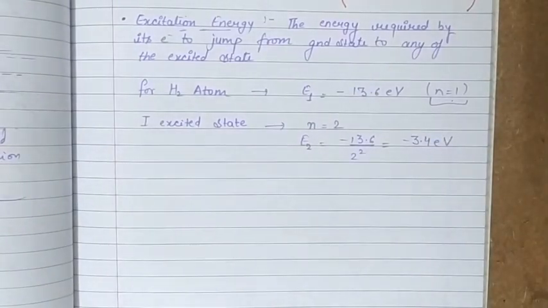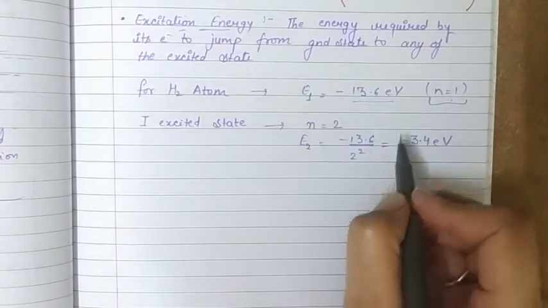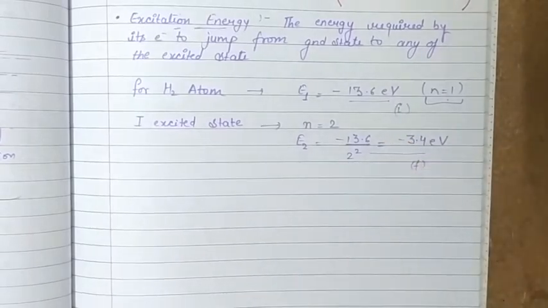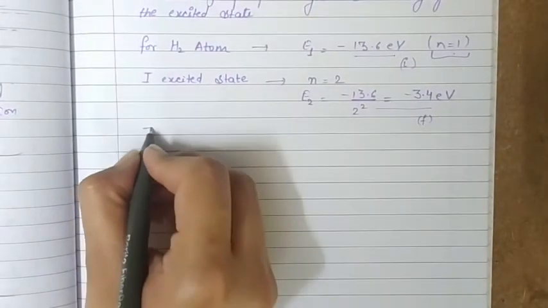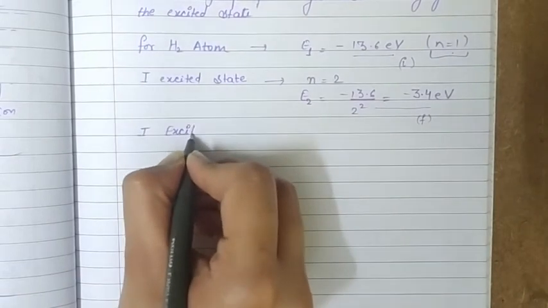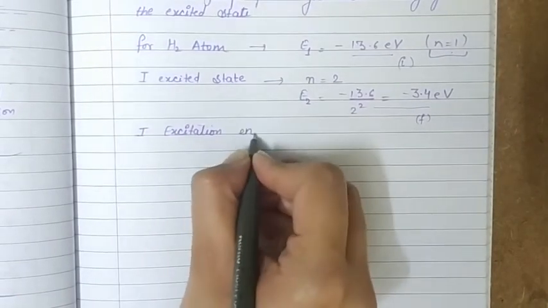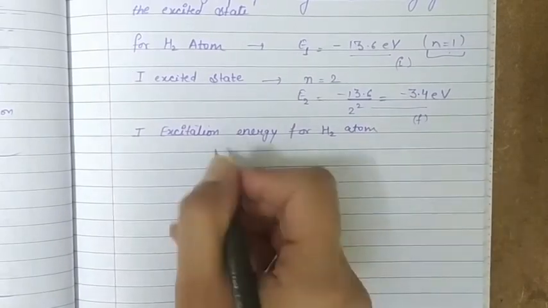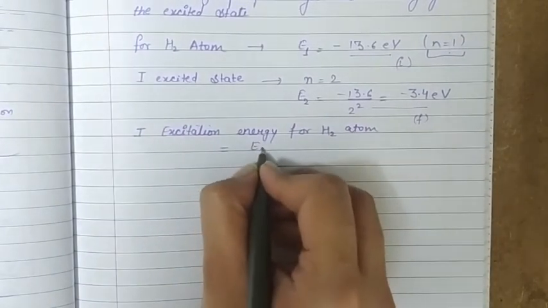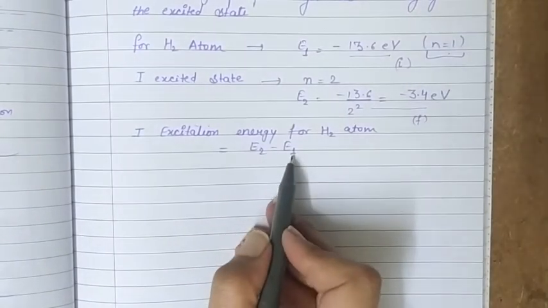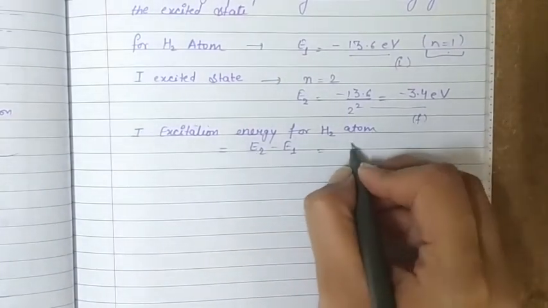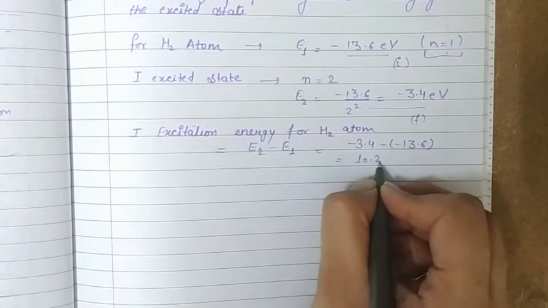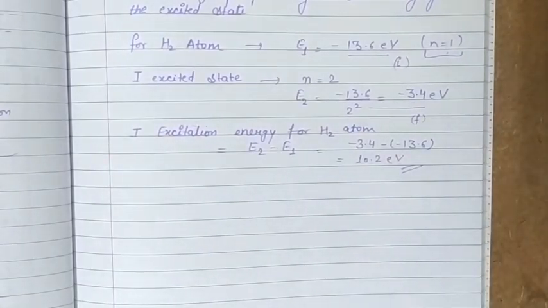Now if the electron is transiting from E1 to E2, this is its initial state, this is its final state. Then the first excitation energy for the hydrogen atom is equal to E2 minus E1, because its electron transits from 1 to 2, and its value is minus 3.4 minus (minus 13.6), that means 10.2 eV. So this much energy is required by the electron to show this excitation.